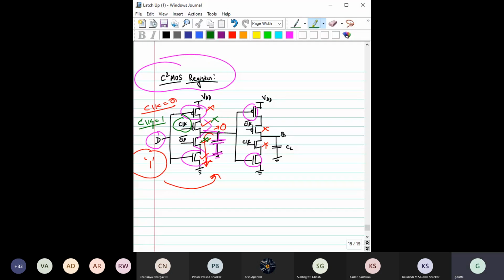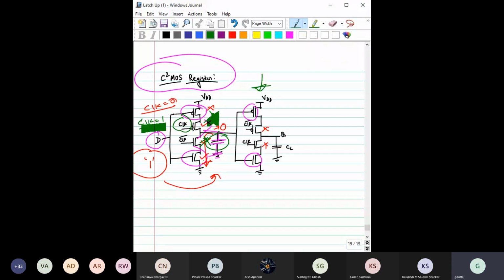Okay. So this clock is equal to 1, right? This clock is equal to 1 means this transistor is now off, right? This transistor is off. So this capacitor is now isolated. It can neither be charged nor discharged. So whatever be the value, it will store, right? What will happen to the next second stage?